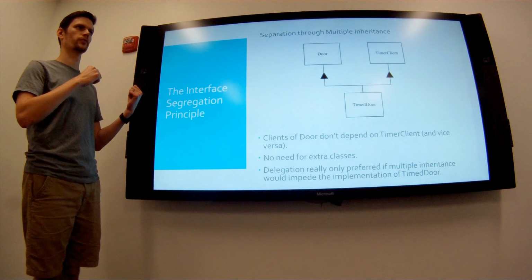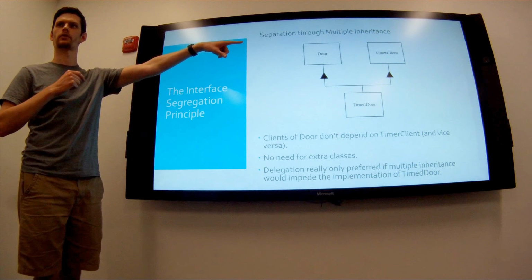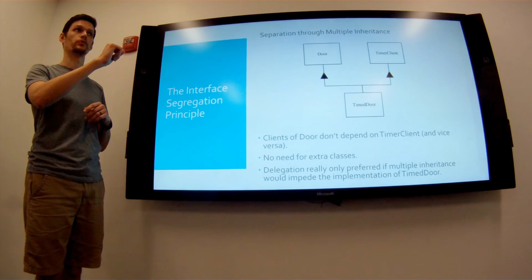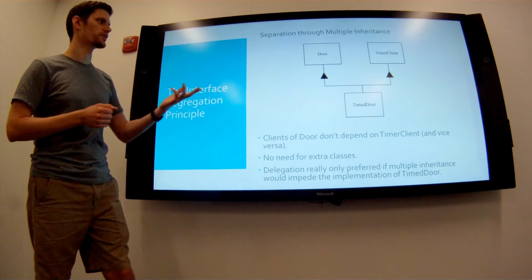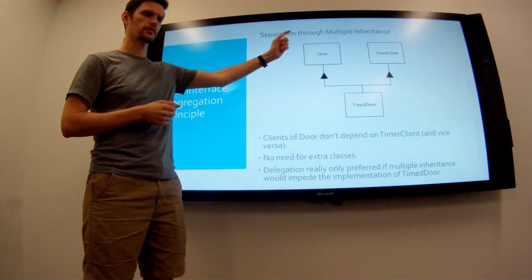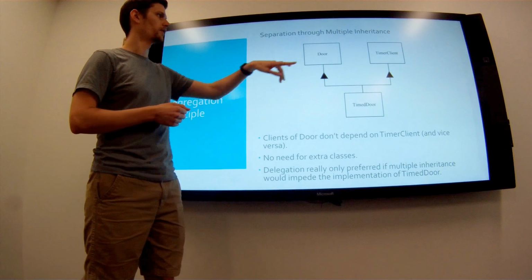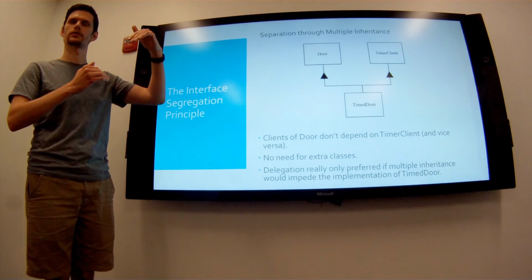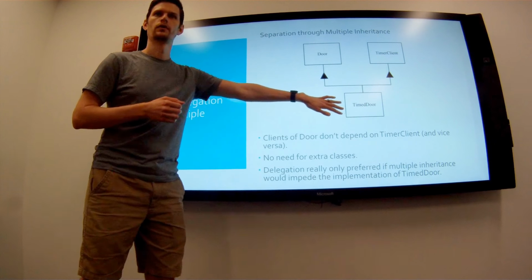Yeah, I think before you got here, we showed the timer client interface, and it has an abstract timeout function, or a pure virtual timeout function. So you have to implement, we saw that door has a lock, unlock, and is opened, and timer client has a timeout function, so you have to obviously have all of those in timed door.